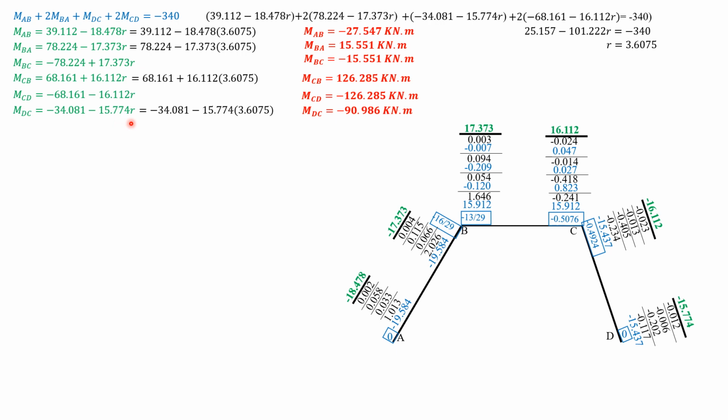Finally, MDC is negative 34.081 minus 15.774 times 3.6075, and that is negative 90.986 kilonewton meter as compared to negative 91.005. So anyway, that's close enough for this method. So that's it for this problem. I hope that you were able to follow the explanations and the solutions, although it's lengthy, it's really lengthy for moment distribution method with side sway.